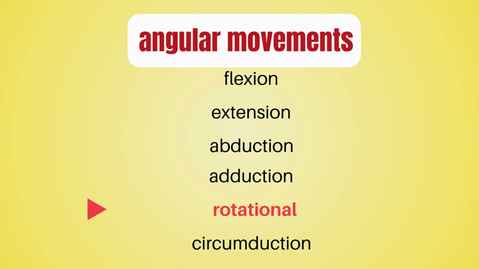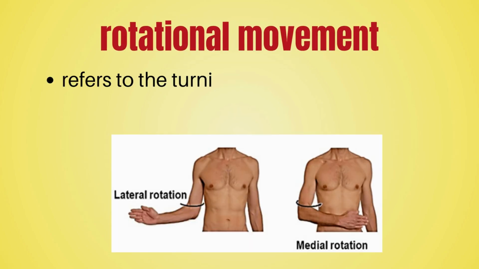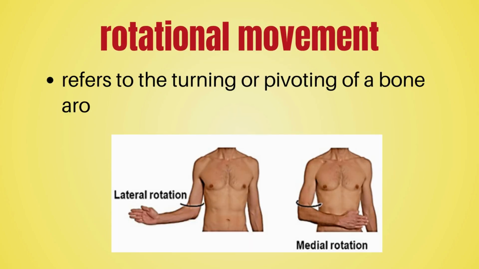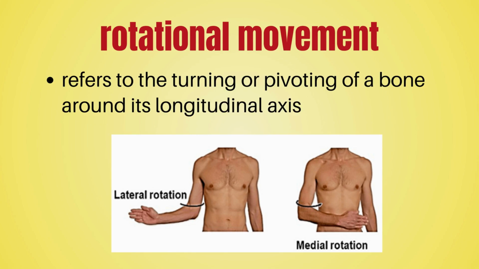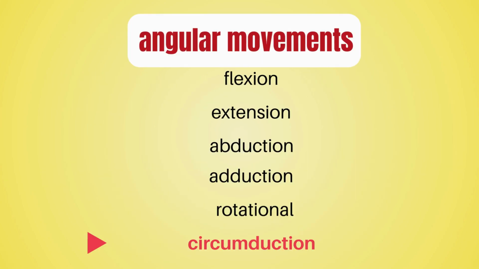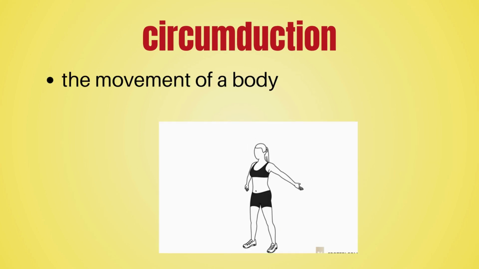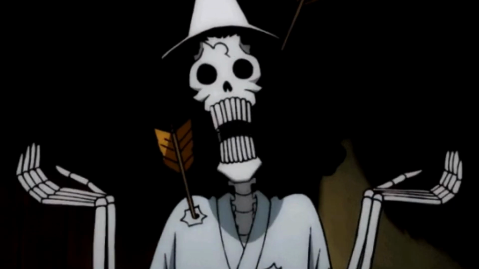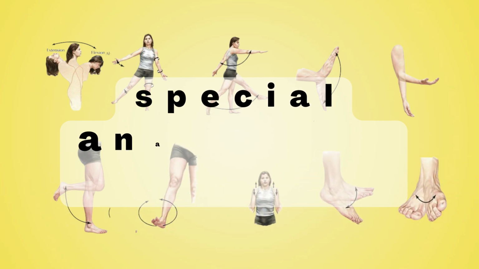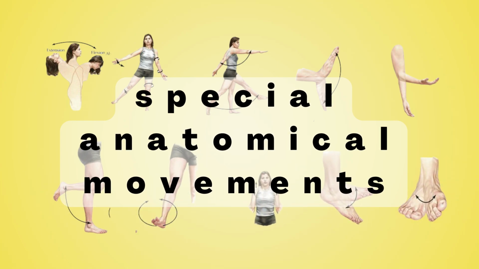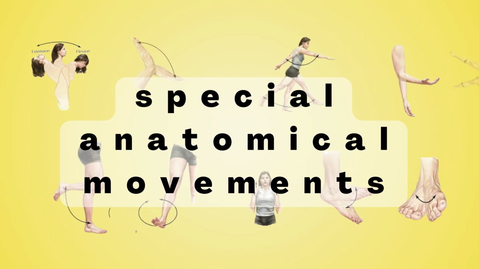Next is rotational movement. Rotational movement refers to the turning or pivoting of a bone around its longitudinal axis. Last but not the least, the circumduction. Circumduction involves the movement of a body part in a circular or cone-like motion. Do you know that in the articular system there are special movements? So let me discuss the special movements in the articular system.